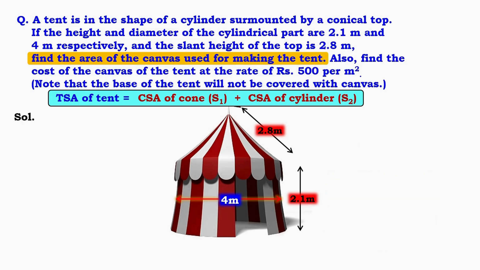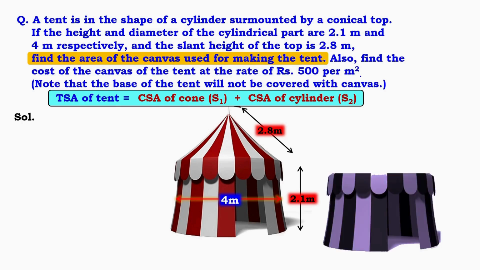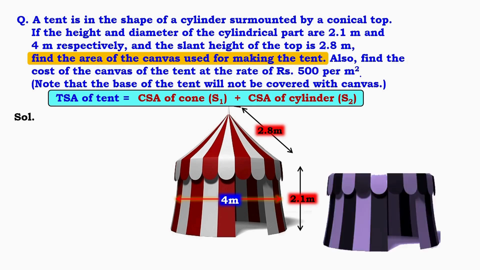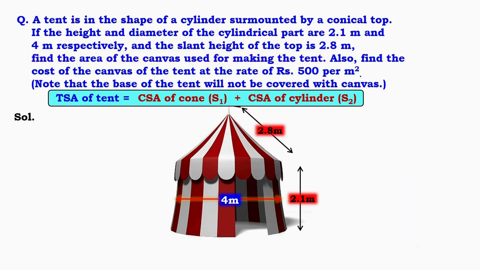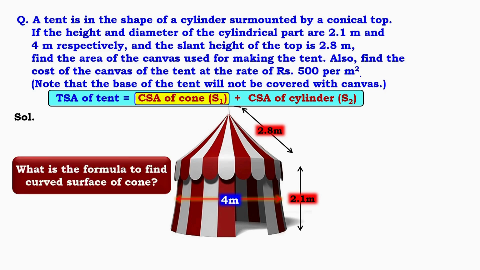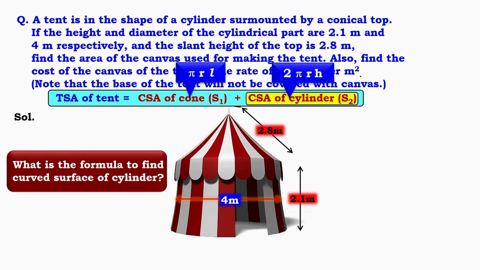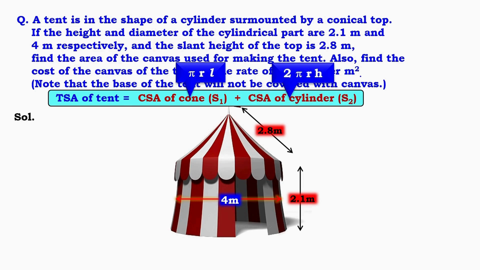Again, in this case also, we will not consider the base, as it is mentioned already that the base of the tent is not covered with the canvas. So we will not consider the base of the cylinder. If we just find out the CSA of the cone and the CSA of the cylinder, then we can easily find the value of the TSA of the tent. The CSA formula for cone is pi RL, and the CSA of cylinder is 2 pi RH. Now we know R, L and H, so let us put those values.